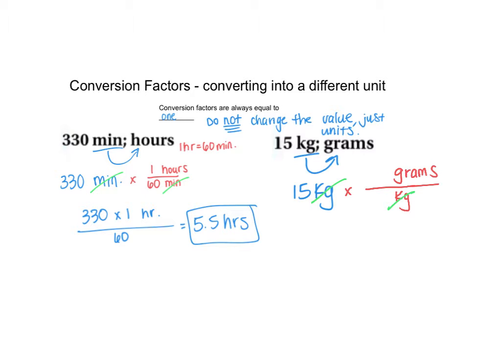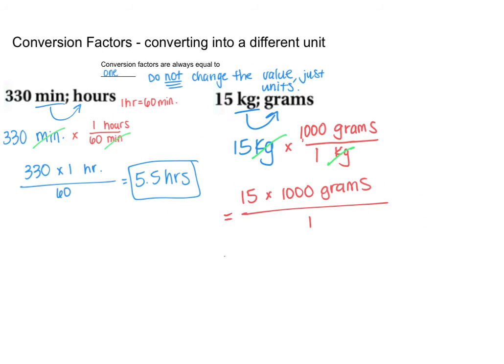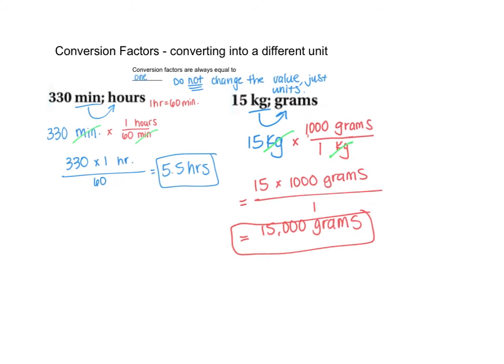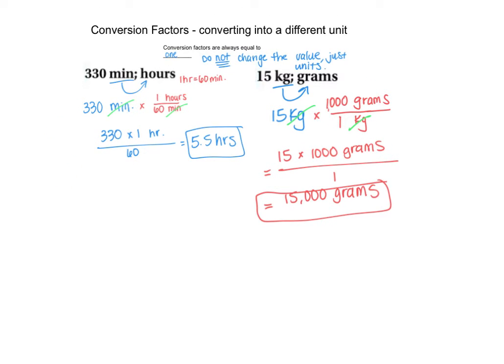But it's not 1 kilogram to 1 gram. It's 1 kilogram is equivalent to 1,000 grams. Okay? So when we multiply this out, it's going to become 15 times 1,000 grams all over 1. Okay? And then this becomes 15,000 grams, because anything divided by 1 is just itself. All right.